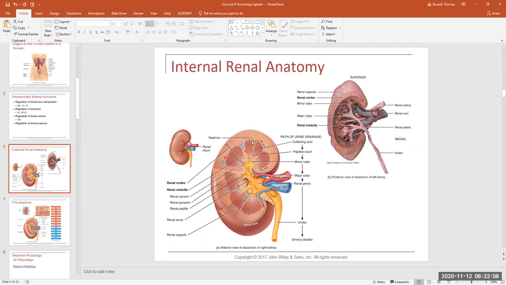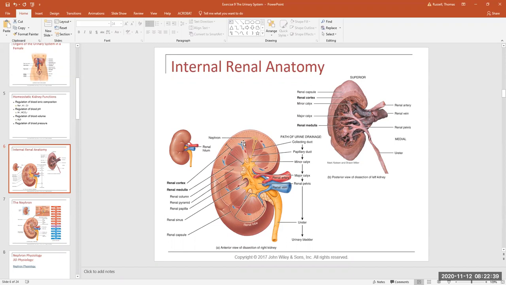So filtrate flows through this tube, the squiggly tube, until it gets to the end. The filtrate, as it moves through this tube, is going to be changed chemically, because on its path through that tube, the cells that line the tube have the job of reabsorbing any good substances that got filtered out and putting them back into the blood.